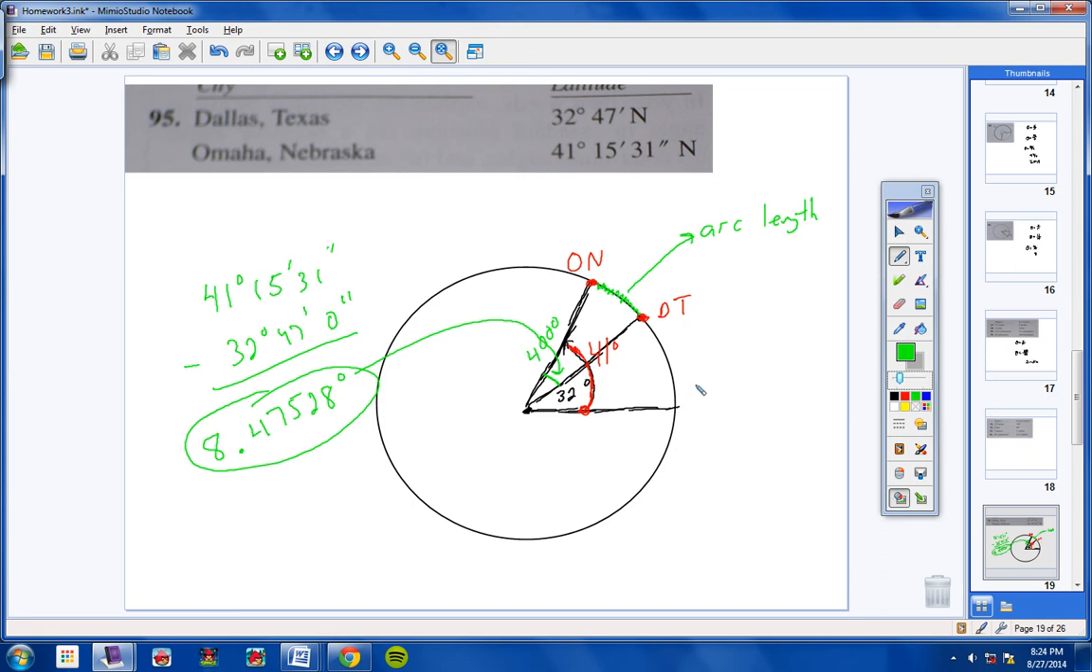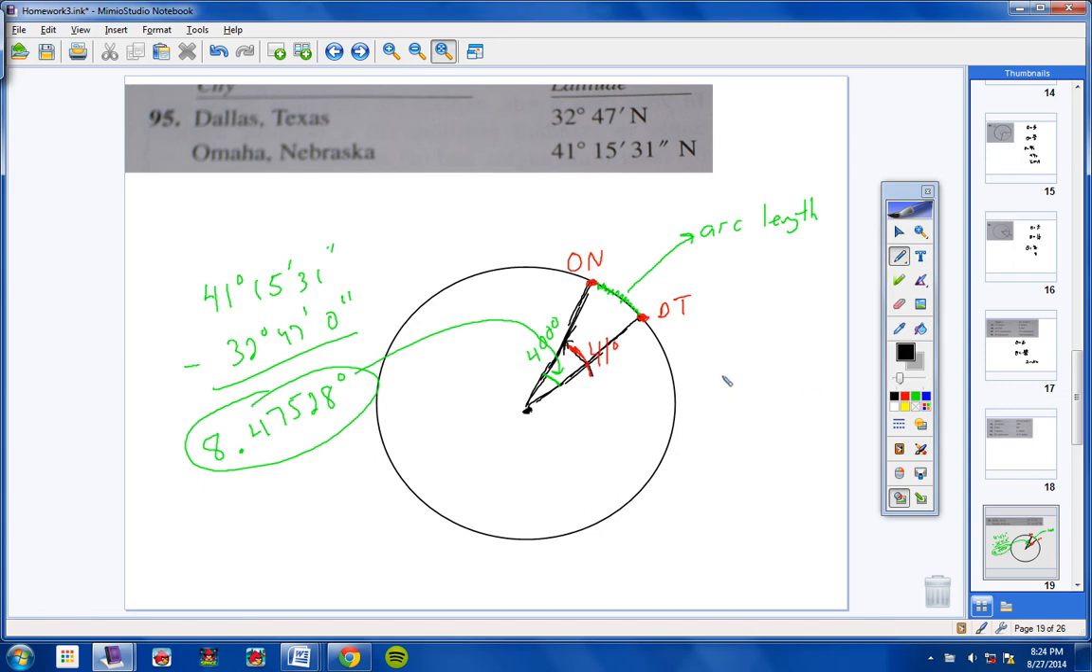Remember, anytime, let's erase all of this stuff here. Let's erase all of this, and let's just be left with the angle we're talking about. There, that's all we care about. Nothing else matters now. Okay, that's it. There. So we know our central angle is 8.47 degrees, and we know our radius is 4,000, so we're ready to find the arc length. So here we go.